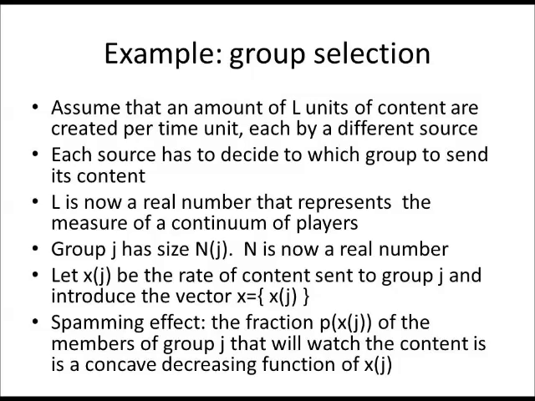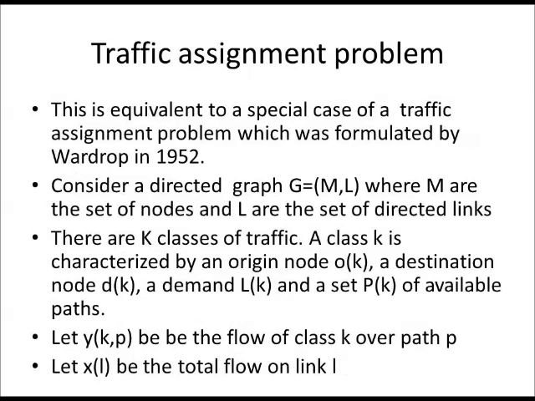Each source has to decide to which group to send its content, just as before. L is now a real number instead of an integer, one that represents the measure of the continuum of players. How much fluid do we have? The rest of the model is just as before. The problem in this version is equivalent to a special case of what is called the traffic assignment problem, which is in fact an extension of the congestion game to a continuum of players.